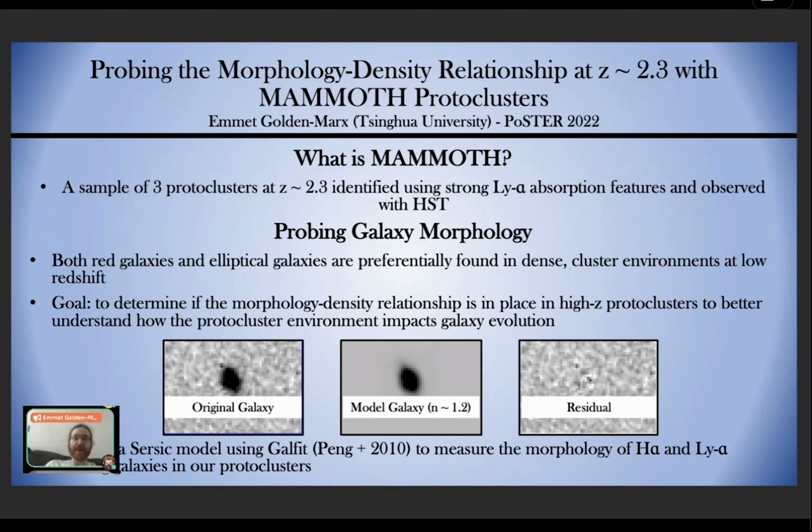So to do this, we estimate the Sersic index of every galaxy in our field, each emitter. And you can see we have our model here that shows how we take our galaxy, the model galaxy, and then the residual. And we do that using GalFit, and we measure that for each emitting galaxy. Can I go to the next slide?